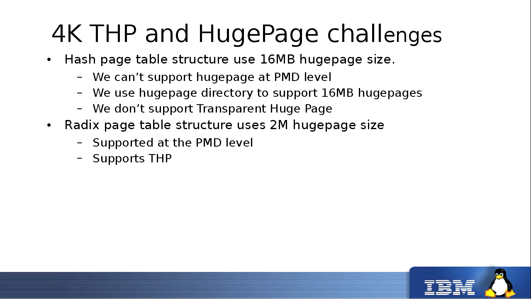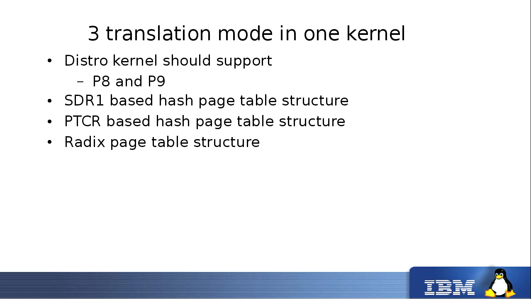So, yet again, a challenge of figuring out how we do this, by making sure that when we are running on Power 9, we do huge page at the PMD level, and hence we can do THP. So, in summary, what we have is a kernel that supports three translation modes. As I said, Power 9 supports two translation modes, the hash page table structure and the radix page table structure. But the way we pick the base of the hash page table is different. We get that from the partition table control register, whereas on Power 8, we pick the hash page table structure from SDR1. So we have the Power 8 hash model, Power 9 hash model, and Power 9 radix model.